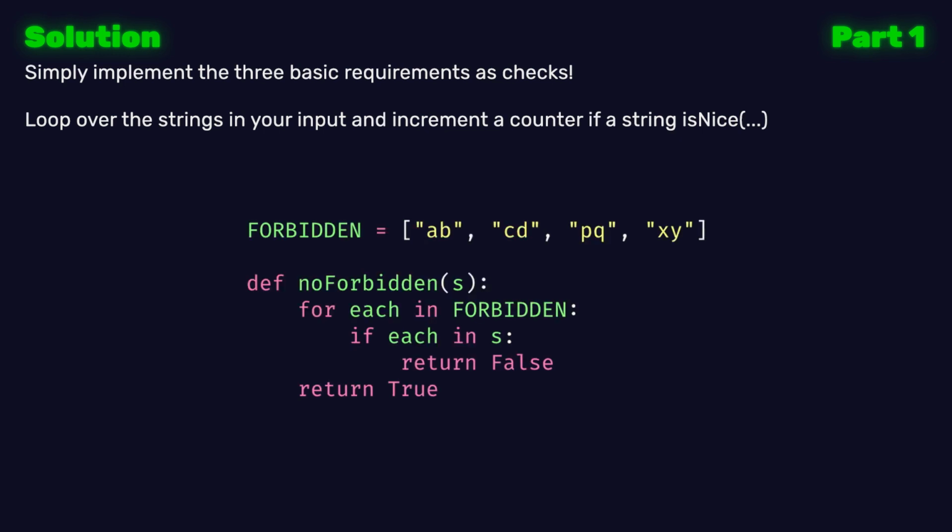Lastly, we need to check if there are no forbidden pairs. Instead of grabbing the pairs again, as we did in the previous function, we can just loop over the pairs in the list named forbidden. So for each pair in forbidden, if that pair, named each, is in the input string, then we return false. If there was no forbidden, then we didn't find anything, so we return true at the end.